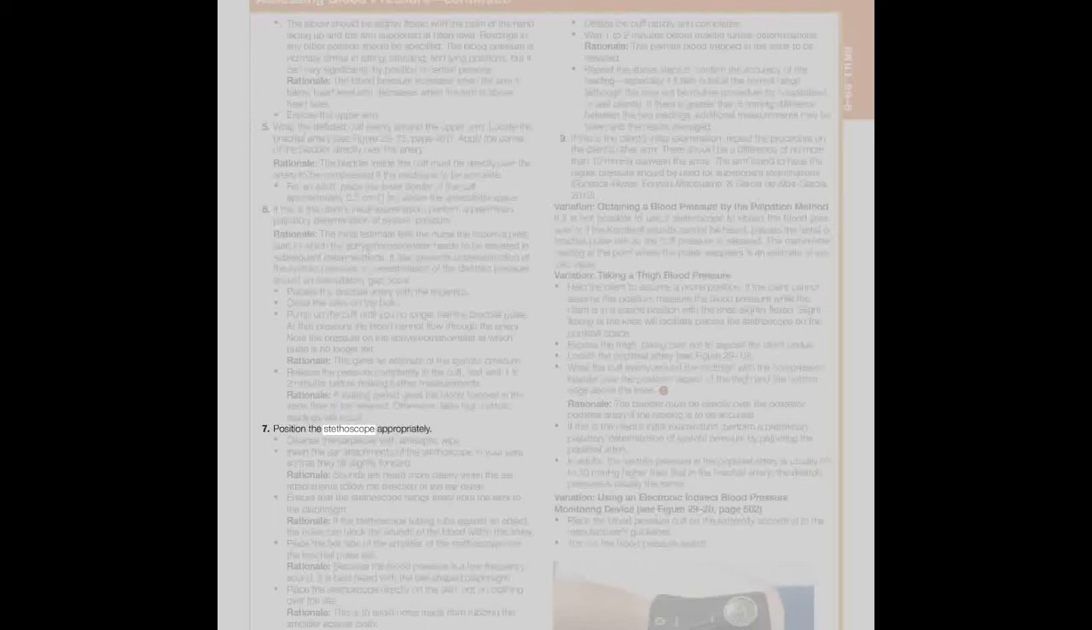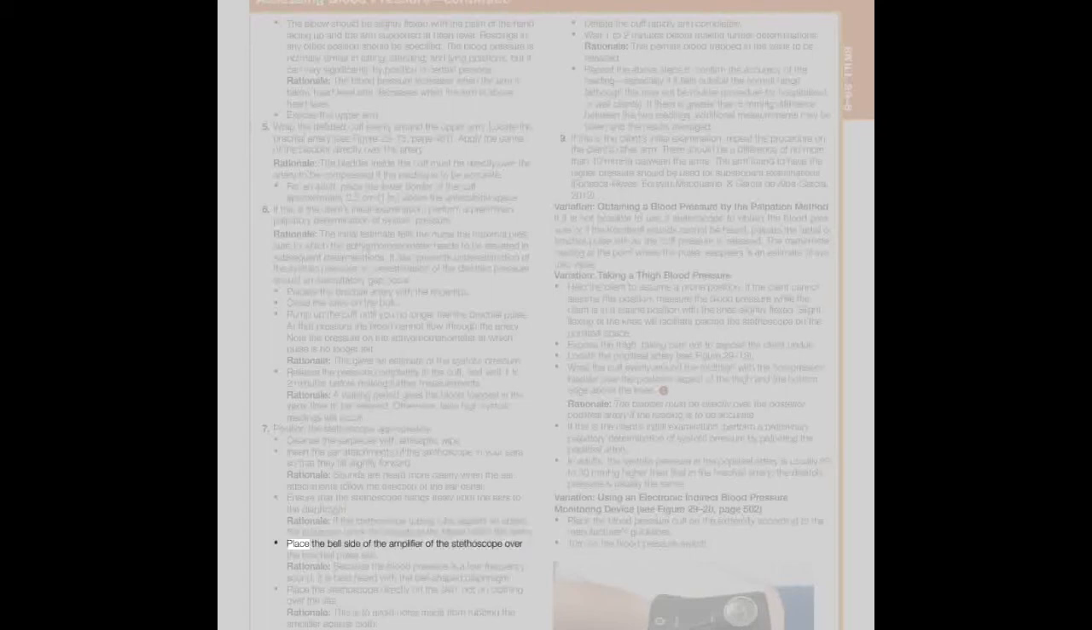7. Position the stethoscope appropriately. Cleanse the earpieces with an antiseptic wipe. Insert the ear attachments of the stethoscope in your ears so that they tilt slightly forward. Rationale: sounds are heard more clearly when the ear attachments follow the direction of the ear canal. Ensure that the stethoscope hangs freely from the ears to the diaphragm. Rationale: if the stethoscope tubing rubs against an object, the noise can block the sounds of the blood within the artery.